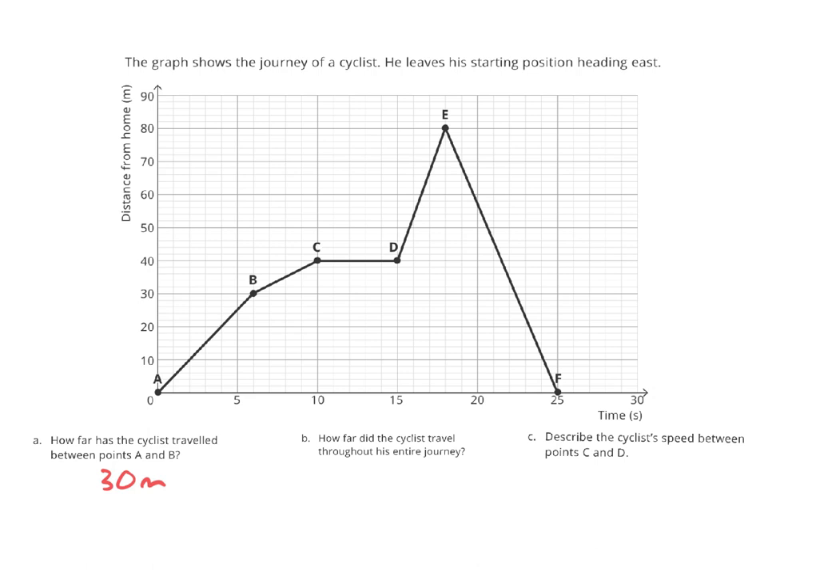The second bit asks, how far did the cyclist travel throughout his entire journey? Well, let's look at the journey. He goes from A to B, C, D, E, and then all the way back to F. F is at home. But the journey away from home was 80 meters, and then he cycled all the way back. So it's 80 meters from home and 80 meters back from home. So his total distance is 160 meters.